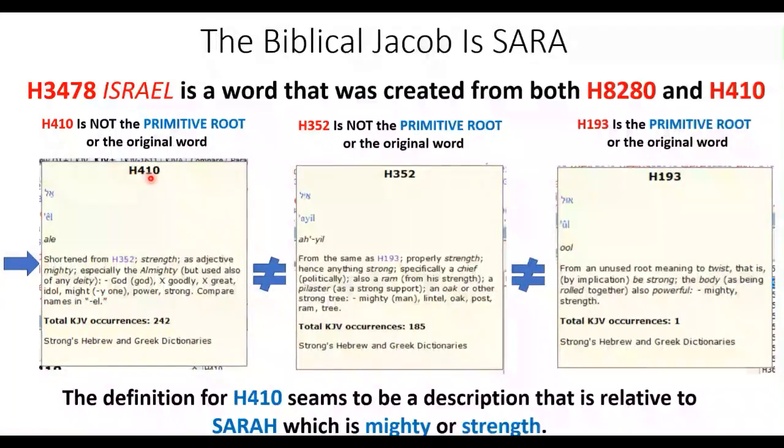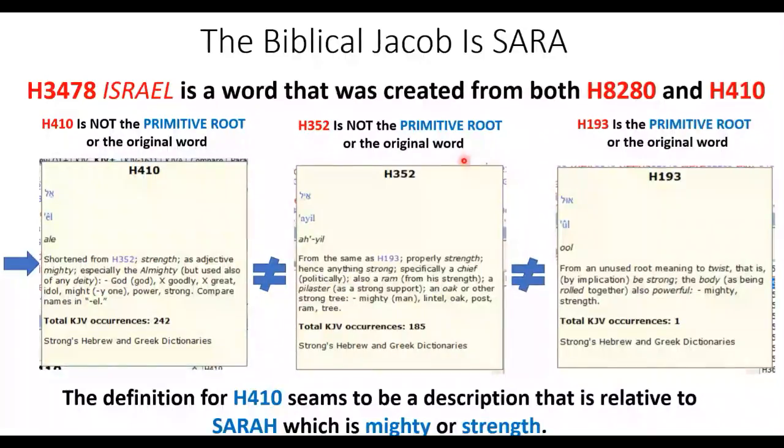Right here, H410 is not the primitive root or the original word, and it means El, strength, as an adjective, mighty, especially the Almighty, God, godly, great, idol. That's basically adding power, you could say, to the name Israel. And then coming from the shortened version of H410, H352, which gives you a yield, from the same as H139, properly strength, hence anything strong, especially a chief, politically. So again, there is power being given to a word.